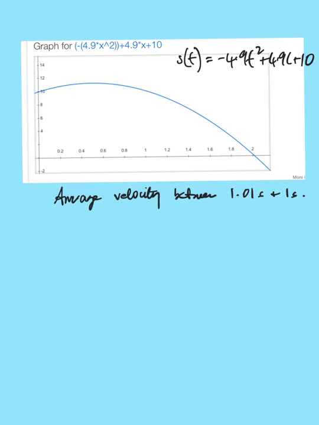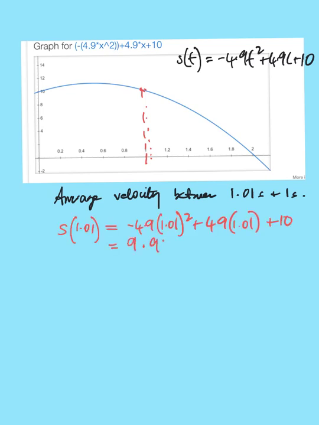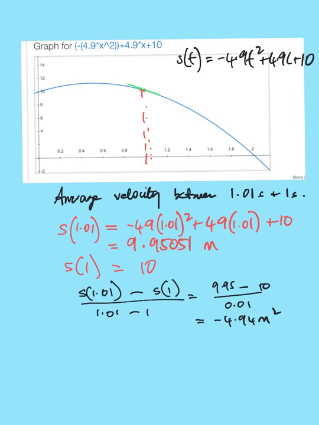The next question asks for the average velocity between the time of 1 second and 1.01, which is really small. It's going to be very hard for me to see that on the graph. But of course I can just put that straight into the function again. And that gives me an answer of 9.95051. That's how high he is above the water at 1.01 seconds. And we know that at 1 second he's 10 meters above the water. So when I calculate that all out, this is the velocity between 1.01 and 1 second.